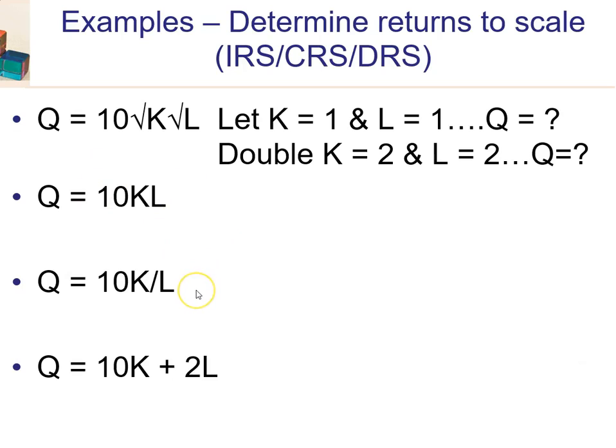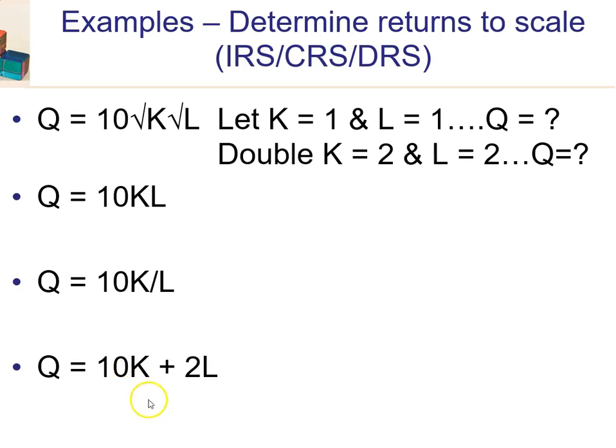Let's use that same approach for this third one. Let your capital and labor both be 1. How much is your output? That's 10 divided by 10 times 1 divided by 1. That's simply 10. Now, what if we double our inputs? So you have 10 times 2 divided by 2. It's still 10. Your output doesn't change. This is an example of a decrease in returns to scale production technology. Because your inputs have doubled, your output did not double. It less than doubled. It didn't change.